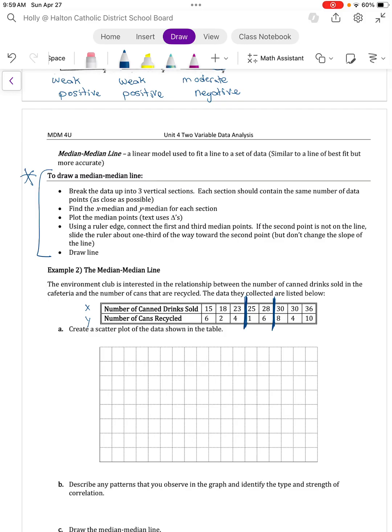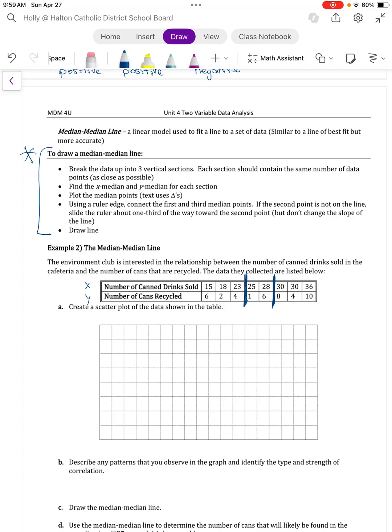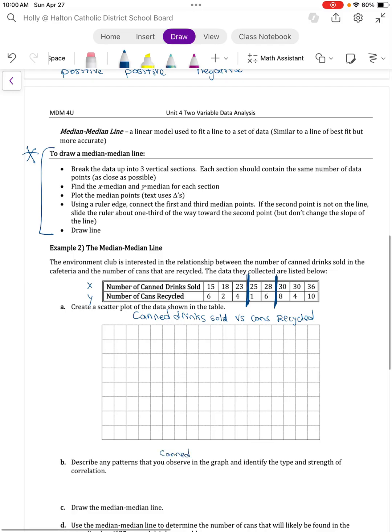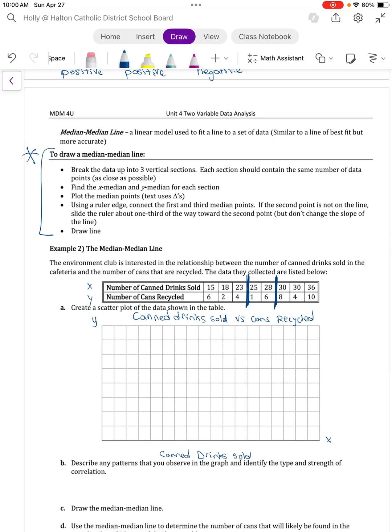So before I even do that, I'm going to plot these points. Remember that we need a title, so I'm going to say canned drinks sold versus cans recycled. Label your axes. So we have canned drinks sold on my x-axis, and my y-axis has cans recycled. I'm going to go up by 2 because I don't have enough space here. The highest number is 36, so I'm going to go up by 2's here as well.